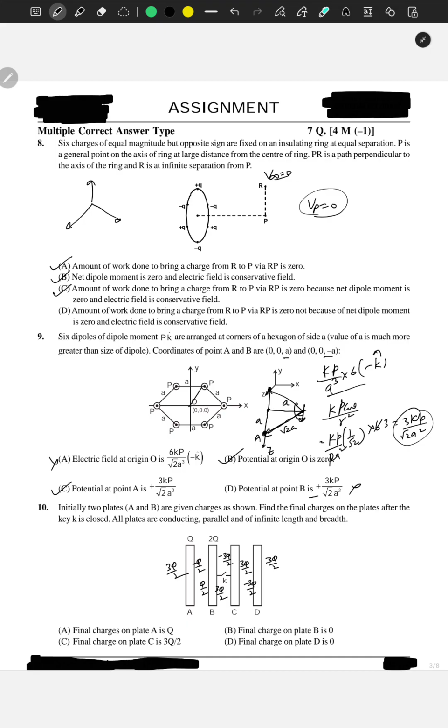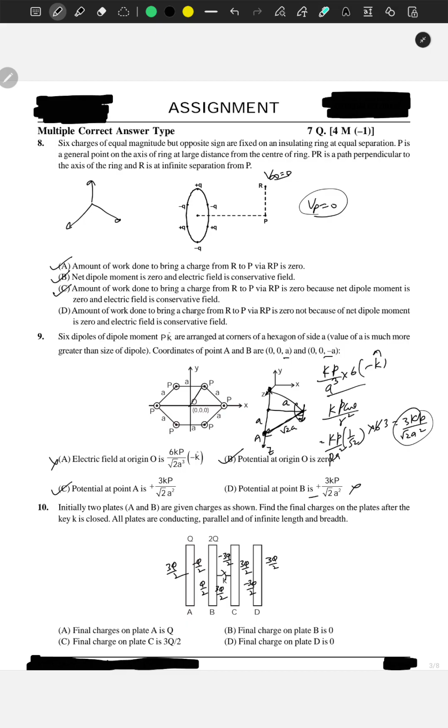Now this is the initial charge distribution, and when we close the key, these two plates will have the same potential. These two surfaces basically will be at the same potential. So charge will flow from high to low. Obviously B point is at high potential, so charge will flow like this. Now how will it be? The final charge on the plates after the key is closed.